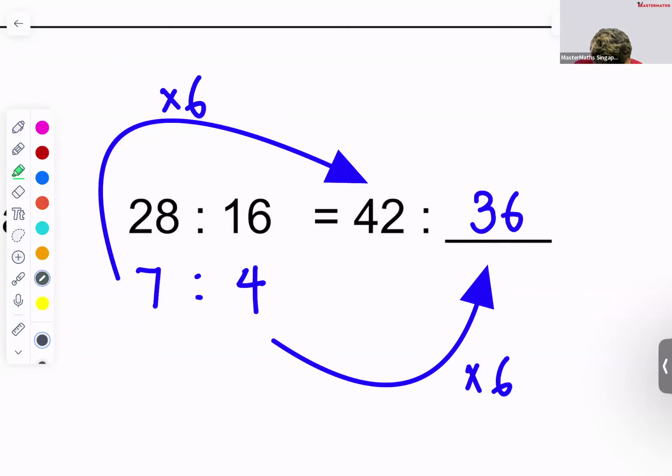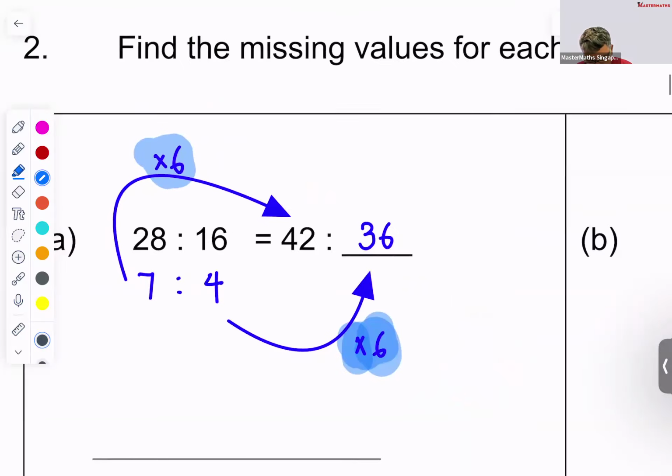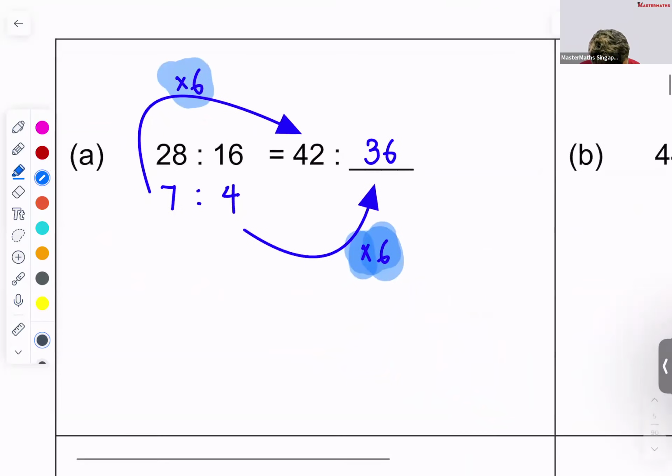So whatever you do on the left, you also do on the right. That's the rule. Okay, you times 6 on the left, 7 times 6, 4 also times 6. See what's happening? So the equivalent fraction will be 42:36.